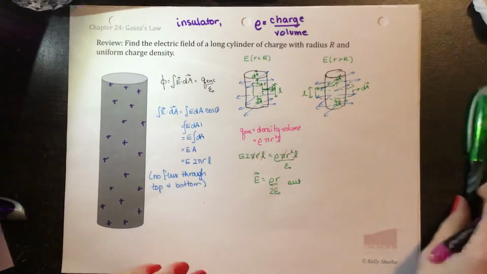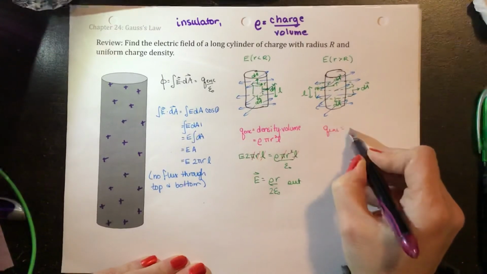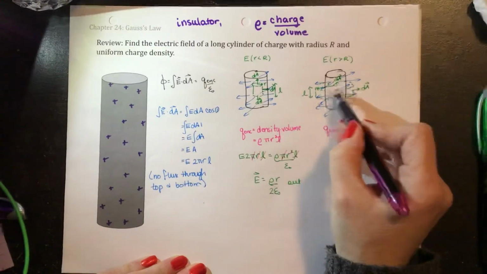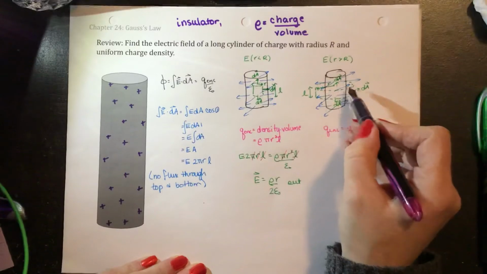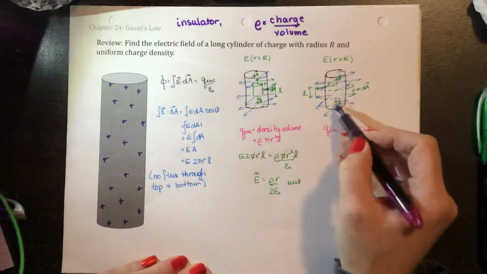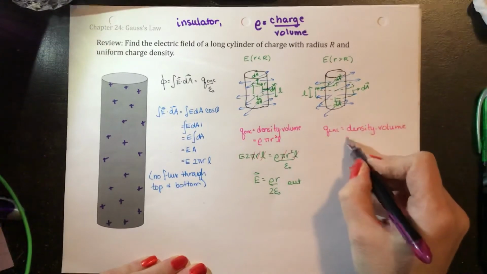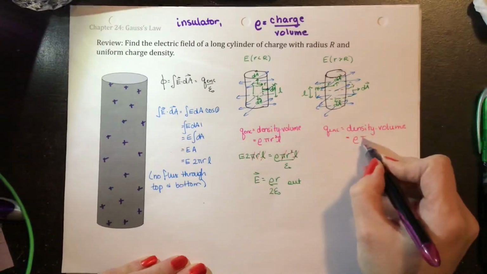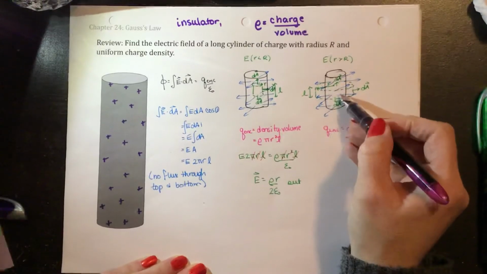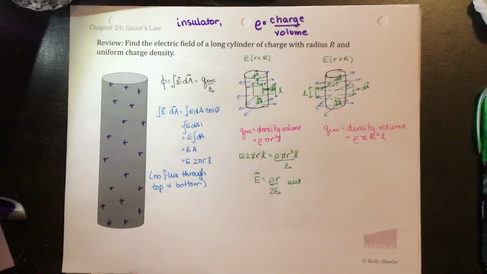Okay, next, what if we're outside the cylinder? So my Q enclosed is still density times volume. But this time I have to do the volume of charge within my cylinder, which is only on the cylinder. So it's the volume of the cylinder, the insulating cylinder, within my Gaussian surface. So you've got to be really careful you know what volume you're using here. So density times pi times r squared times L, because there's only charge on the insulator. There's no charge in that vacuum between the insulator and the Gaussian surface.